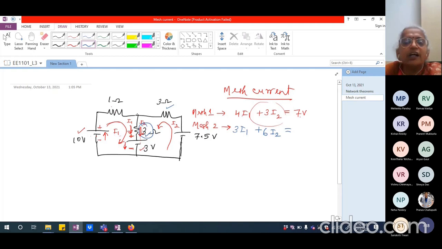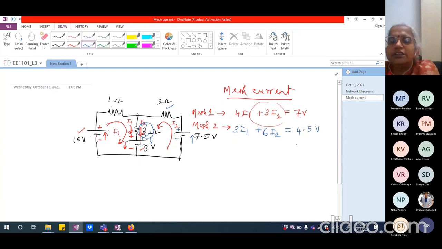Now how much is the voltage source that is there in this particular mesh? This is minus, this is plus. So this is a voltage rise in the same direction as that of the current. Okay, so this is 7.5 volts, whereas this is 3 volts, which is plus here and minus here. This is a voltage fall. So 7.5 minus 3, which is going to be 4.5 volts. This is mesh 2.